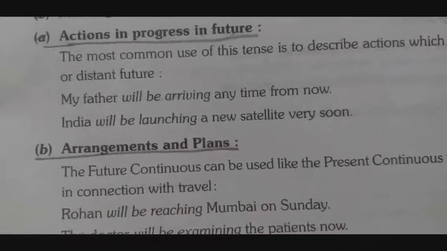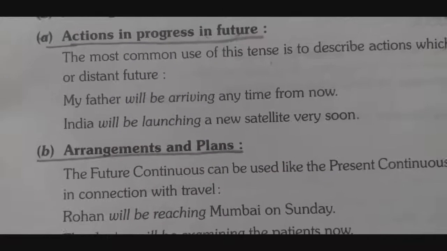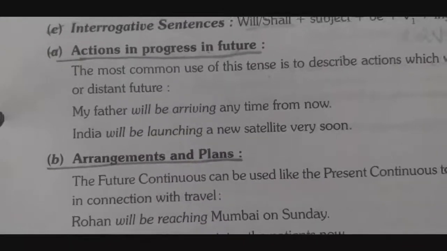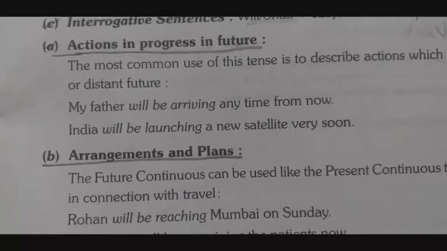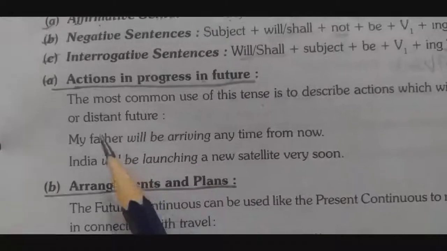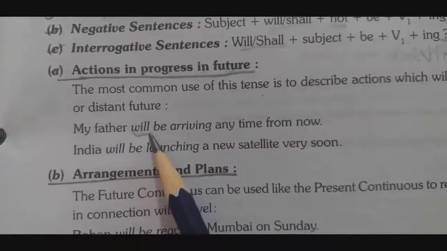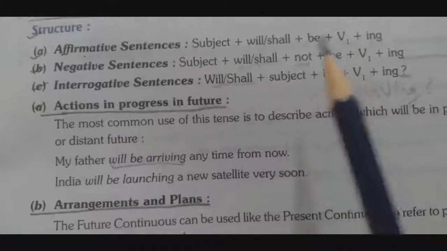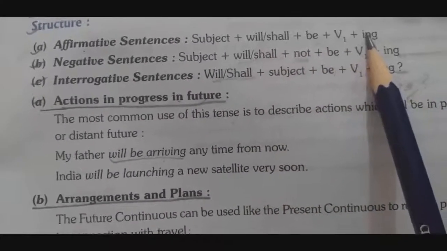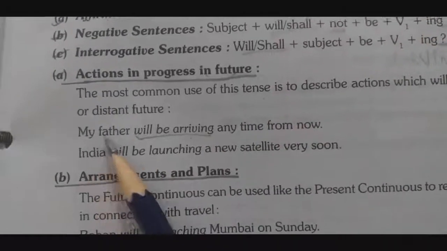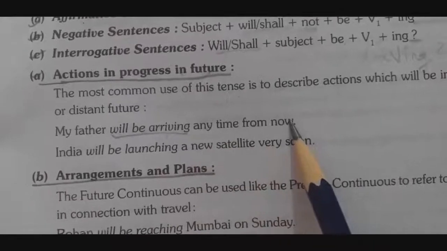Okay, it means मेरे डैडी यहाँ पे किसी भी वक्त पहुंच सकते हैं. Okay, that means it is in continuous form. My father will be arriving. So will be arriving shows the continuous form. Look here, will be arriving. So my father will be arriving any time from now.